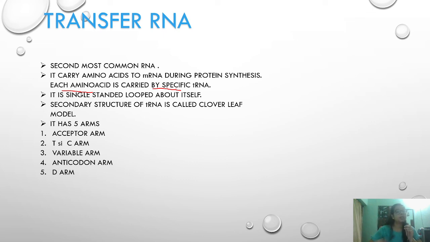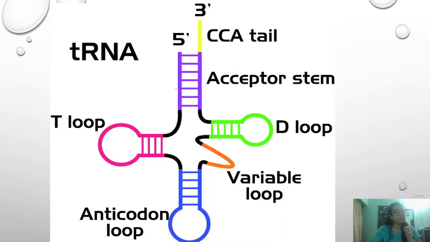Okay. This is the secondary structure of the tRNA, which has 5 arms. You know that the tRNA is single stranded. So due to being single stranded, it forms a loop-like structure. They are folded upon each other. As a result, the 5 prime and the 3 prime end of the strand come close to each other, and they form 5 arms in which certain stems and loops are present.